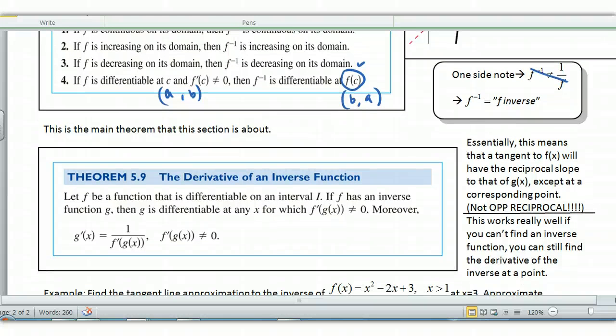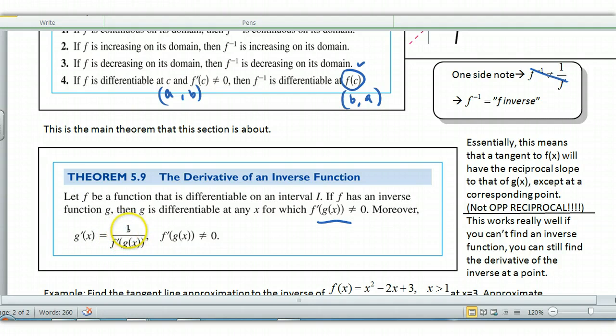Now, this is the theorem from this section. And this is where the a's and b's come about a little bit. Let f be a function that is differentiable on an interval I. If f has an inverse, g, then g is differentiable at any x for which f prime of g of x does not equal 0. This just means that we're not going to divide by 0. Moreover, g prime of x is equal to the reciprocal of what happens at f prime of g of x.